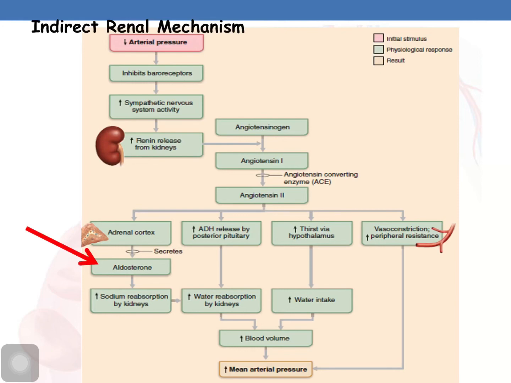It prods the posterior pituitary gland to release ADH, or antidiuretic hormone, also called vasopressin, which promotes more water reabsorption by the kidneys. It also triggers the sensation of thirst by activating the hypothalamic thirst centers. This encourages water consumption, ultimately restoring blood volume and blood pressure. And lastly, angiotensin 2 promotes vasoconstriction. It is a potent vasoconstrictor, and it increases blood pressure by increasing the peripheral resistance.